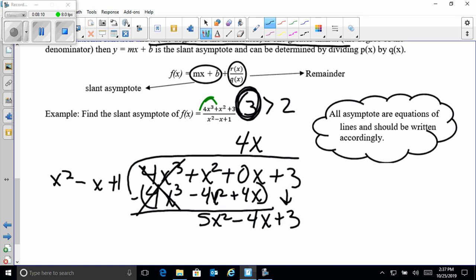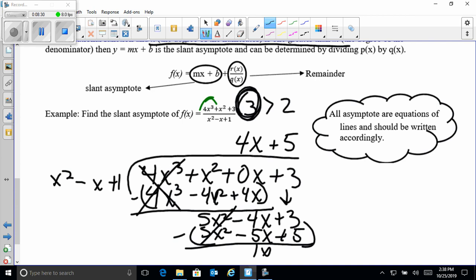How many times does x squared go into 5x squared? Plus 5 times. It's 5x squared minus 5x plus 5. Those cancel. That's 1x minus 2. So that's my remainder. So this is plus 1x minus 2 over x squared minus x plus 1.